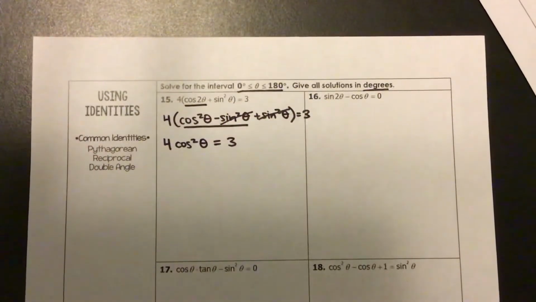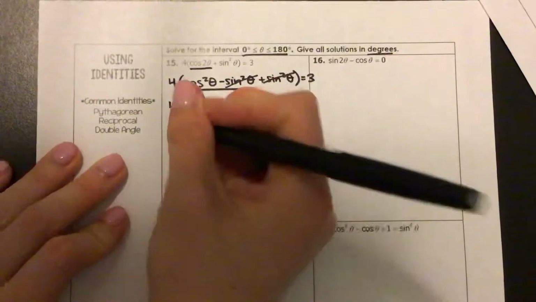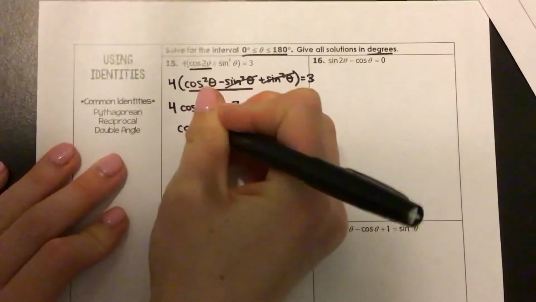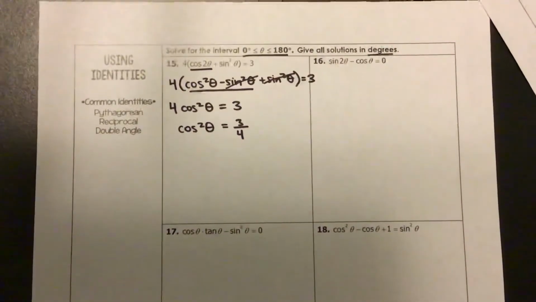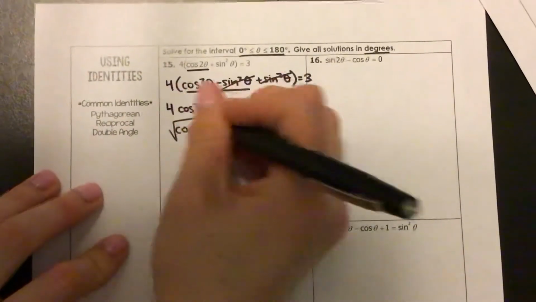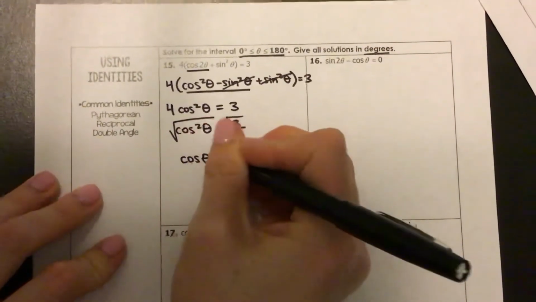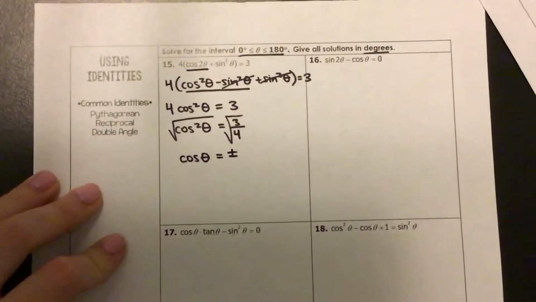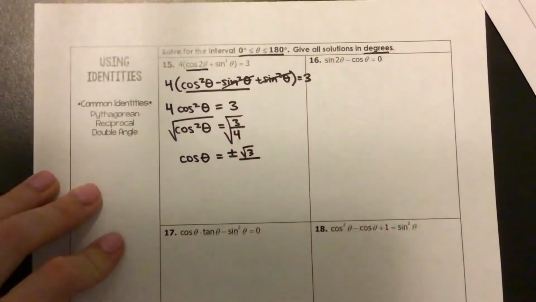So we want to isolate that trig expression. For us, in this example, that means dividing both sides by 4. So I have 3 over 4. And then it's cosine squared, so I solve by taking a square root of both sides. So cosine ends up by itself. Do not forget your plus or minus when you're solving by taking a square root. Square root of 3 does not simplify, and the denominator of square root of 4 is 2.